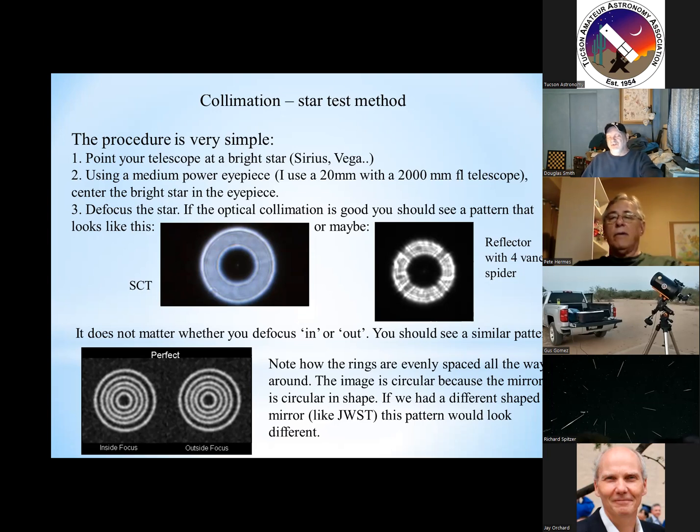Now, this image is a circular image, and that's because your mirror is circular. If you've got a mirror that's not circular shaped, like the James Webb telescope, and he talked about that at the presentation, you get a very funny shape for the star image because the mirror is not circular. I've actually seen amateur telescopes where the mirror was square, and in that case, you wouldn't have a circular pattern here. You'd have a square pattern, and the rings would not be rings. They'd be a series of squares. But again, what you want to see is they're evenly spaced all the way around.